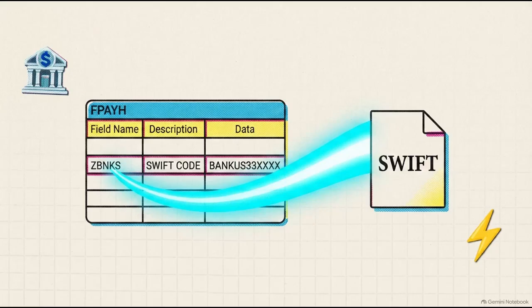Let's ground all this technical theory in some reality. Say you're configuring a file, and the bank suddenly says they require the vendor's SWIFT code on every single payment line. In the old days, code. Today, you simply create a node, set the mapping type to structure field, and point it directly to FPAH-ZBNKS. Boom. Done. SAP will now automatically extract that SWIFT code for every single payment in the run. Literally a few clicks. The time this saves compared to the old way is just incredible.